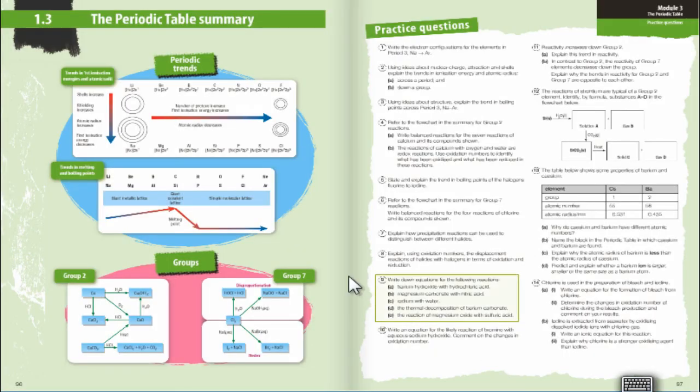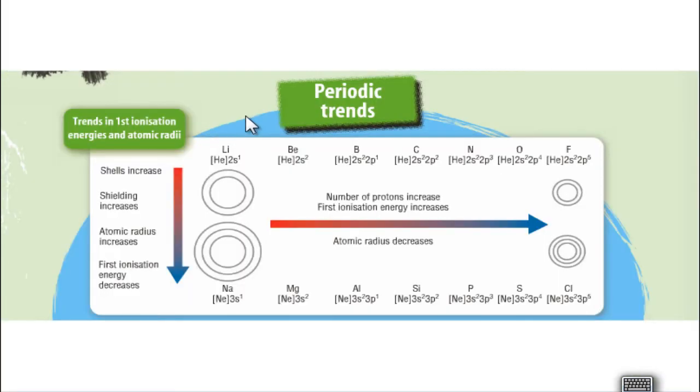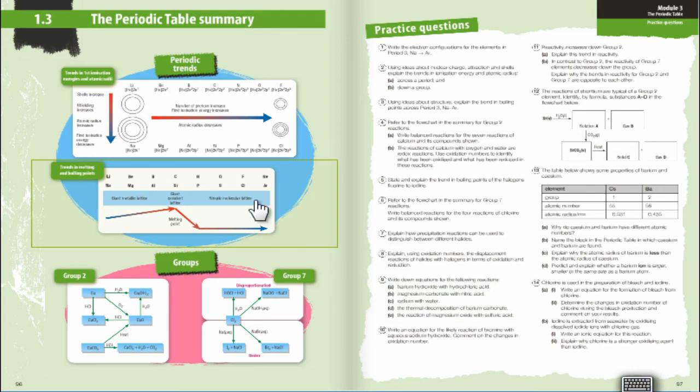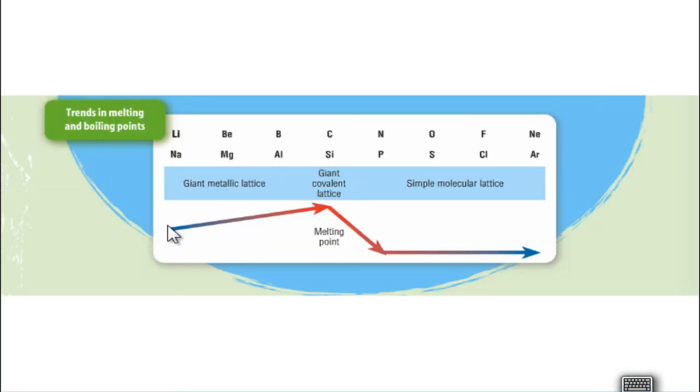And here's some revision summaries for periodic trends. As you go down the group, the shells increase, the shielding increases, the atomic radius increases, and the first ionization energy decreases. And as you go across the periodic table, the number of protons increases, the first ionization energy increases, and the atomic radius decreases. And now we zoom out and look at the trends in melting and boiling points.